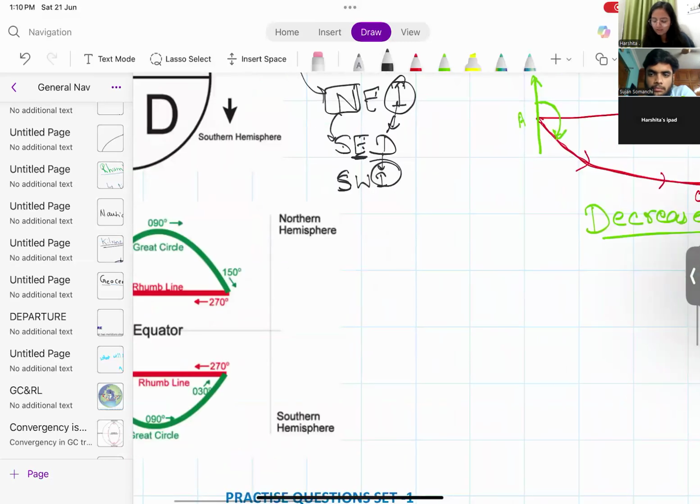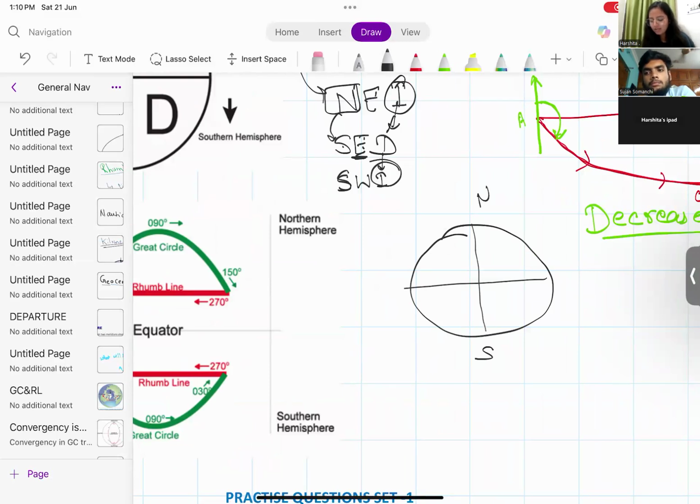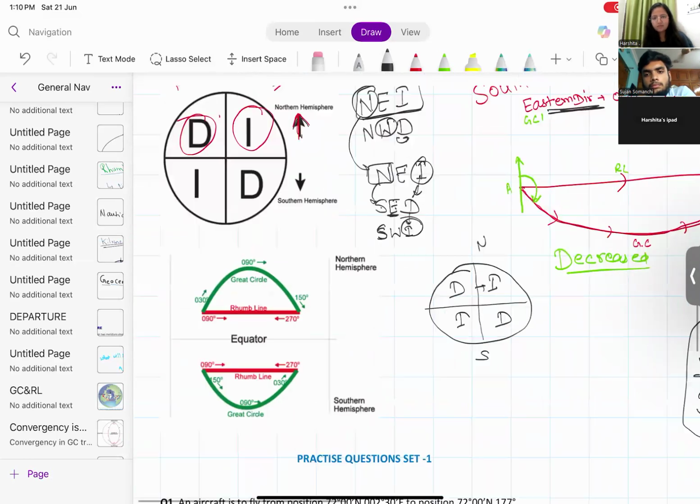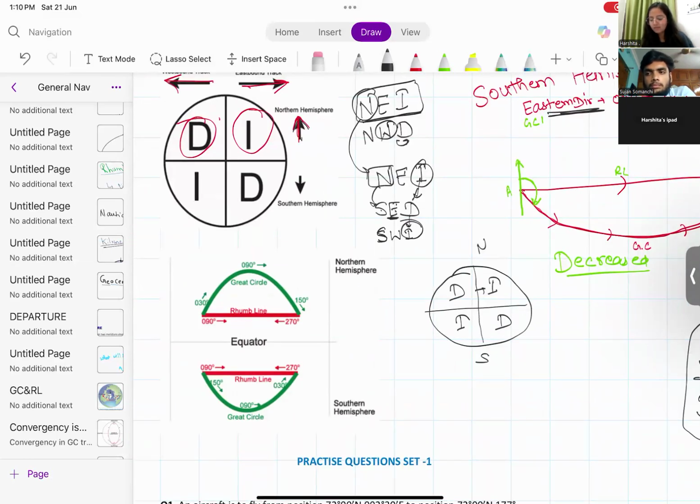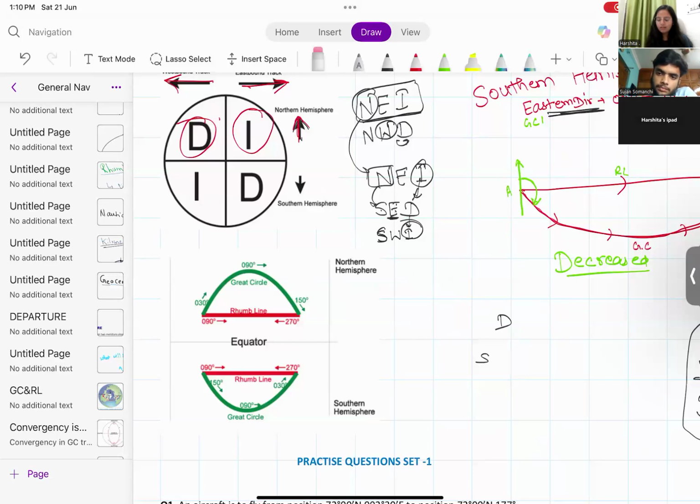Or if you find this diagram helpful, then you can use this one. You can just make an earth. This is your equator. This is the northern hemisphere. This is the southern hemisphere. This is the east direction. So you can write I, and then D. I, then D. Then I. Northern hemisphere, east direction increase, west direction decrease. Southern hemisphere, east direction decrease, west direction increase. So whichever way you find it easier, you have to remember it.